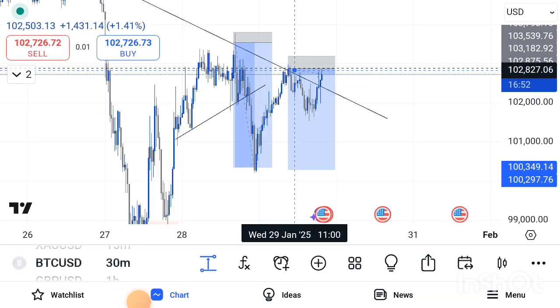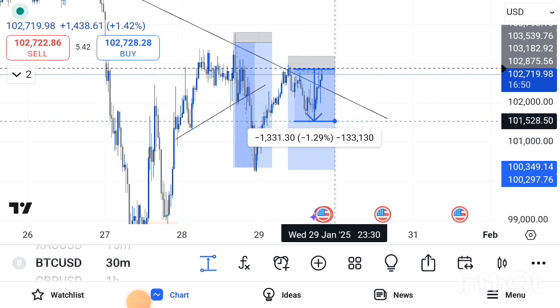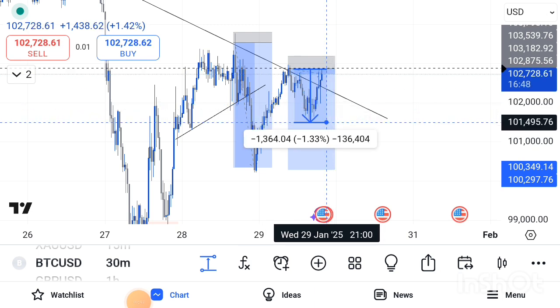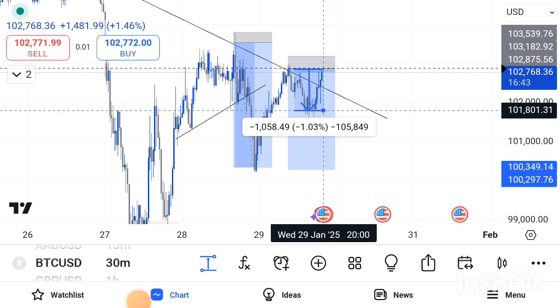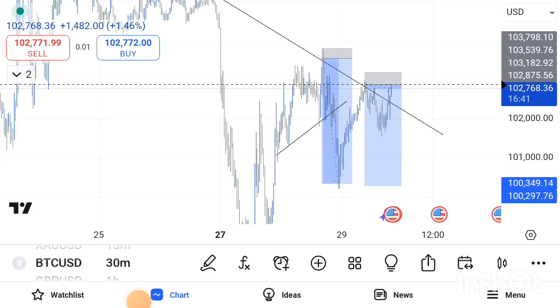So let me just show you what I mean. So I closed the trade. See, it picked 1,300 pips. I closed it around 1,000 pips profits here, so we're around here exactly. So let me go ahead and explain the trade.